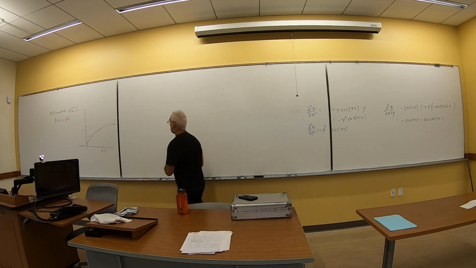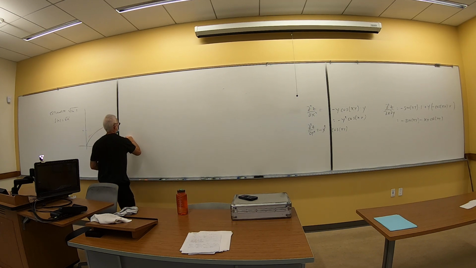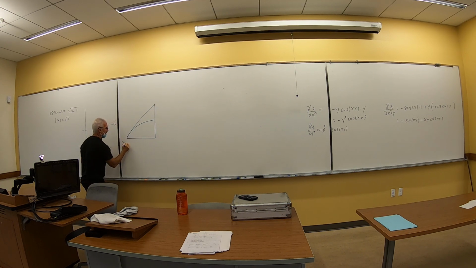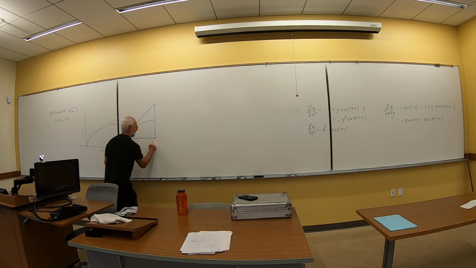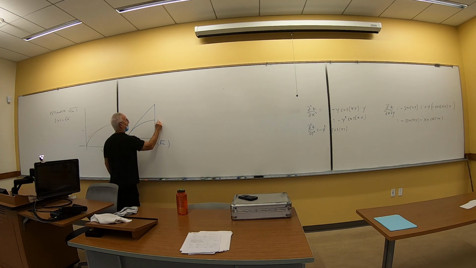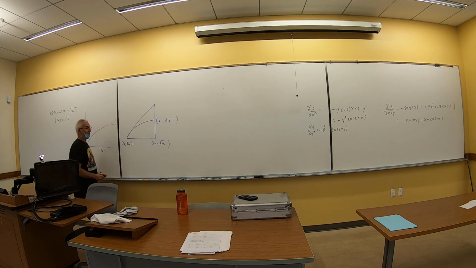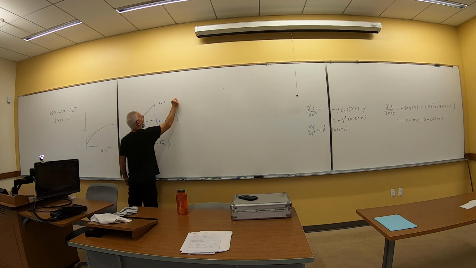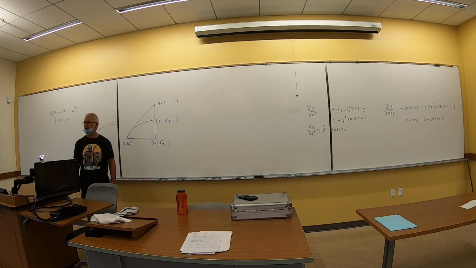So if I blow up that picture right there, here is 16 comma square root of 16, 16 comma 4. So this would be 16.1 comma square root of 16.1. I just blew this up. And this would be 16.1 comma whatever the y value on the tangent line is.